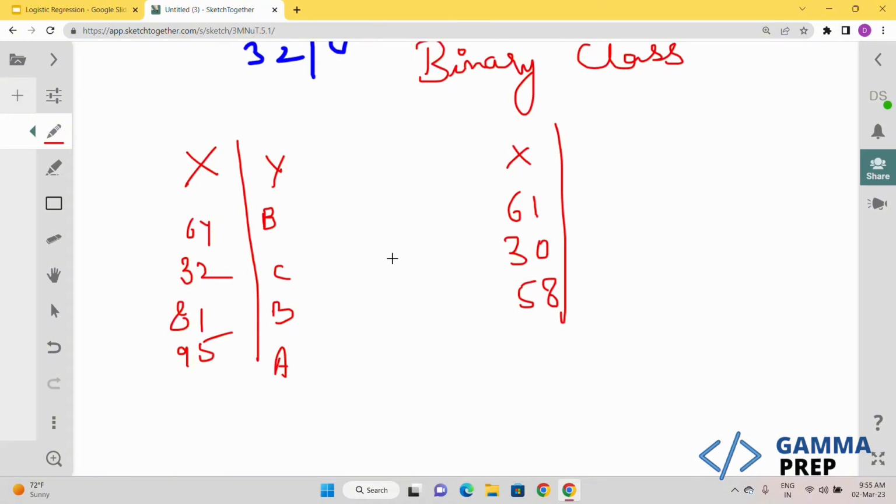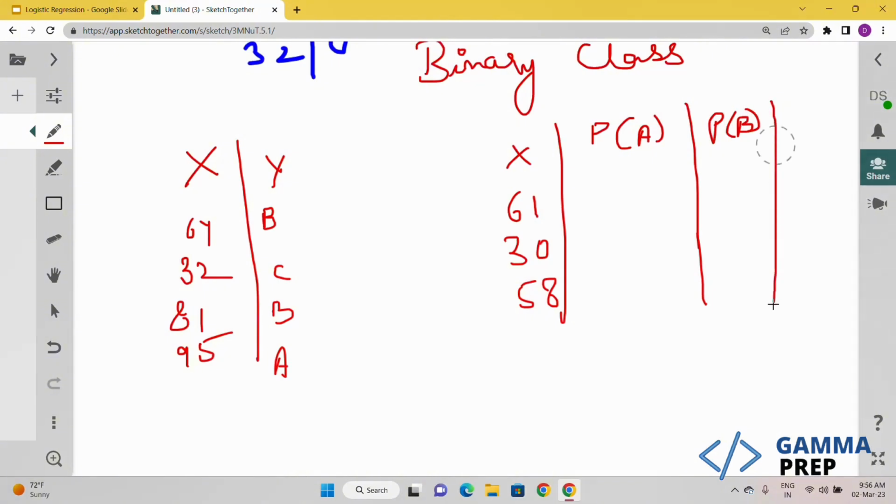So basically, logistic regression will tell us what is the probability of it being in class A, that is, of getting grade A. Then logistic regression will also tell us what is the probability of it being in class B and the probability of it being in class C. So let's say this is 0.3, this is 0.4. So what would be the probability of C? The total has to be 1.